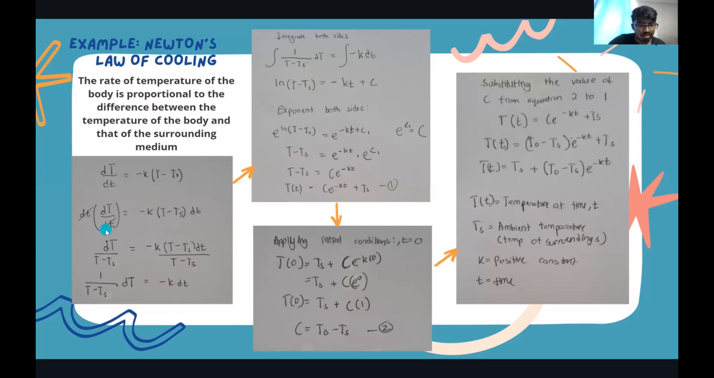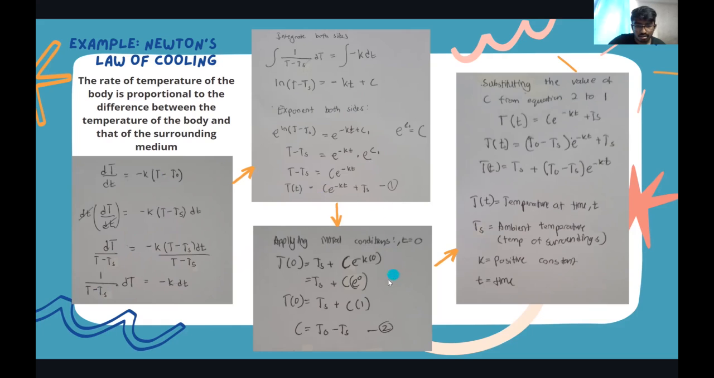Then we separate the variables: we get dT, and then we divide it by T minus Ts, so we get 1 over T minus Ts dT equals negative k dt, and then we integrate both sides. We get ln(T minus Ts) equals negative kt plus c, and then we exponentiate both sides, and finally we get T as a function of time t equals c e to the negative kt plus Ts.